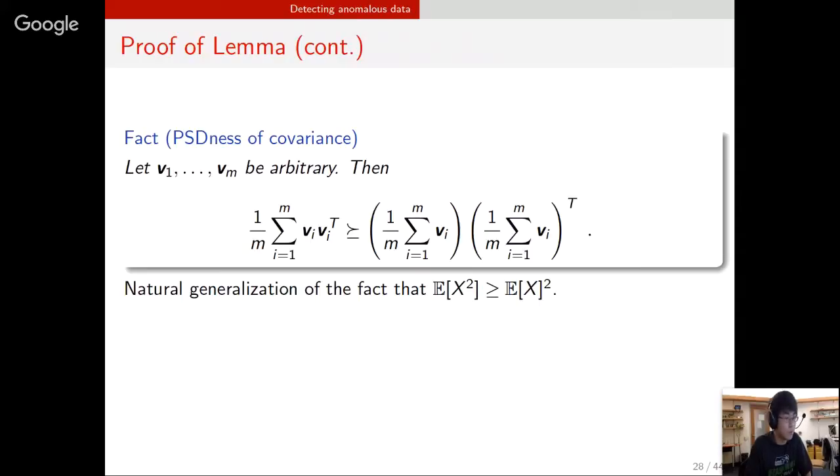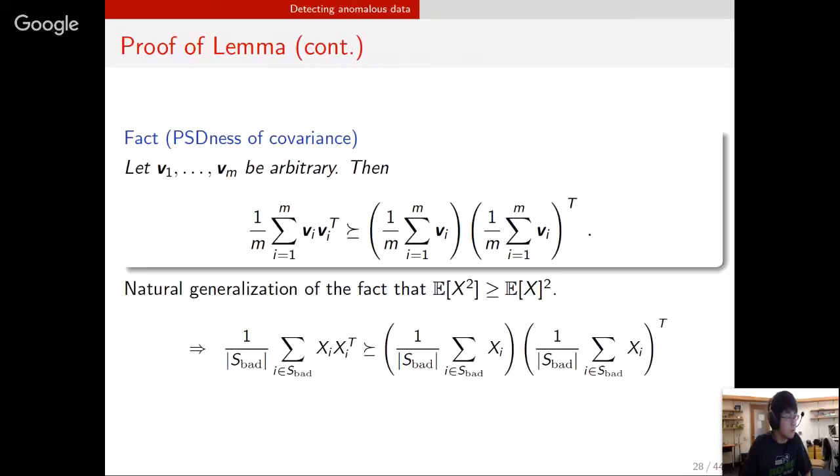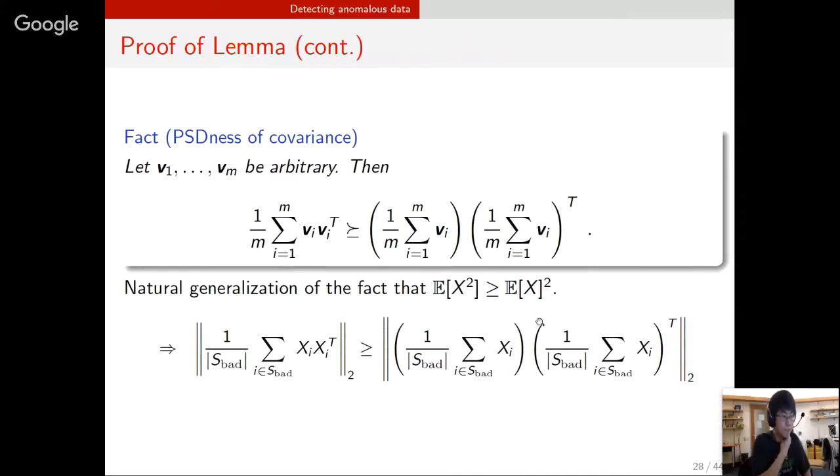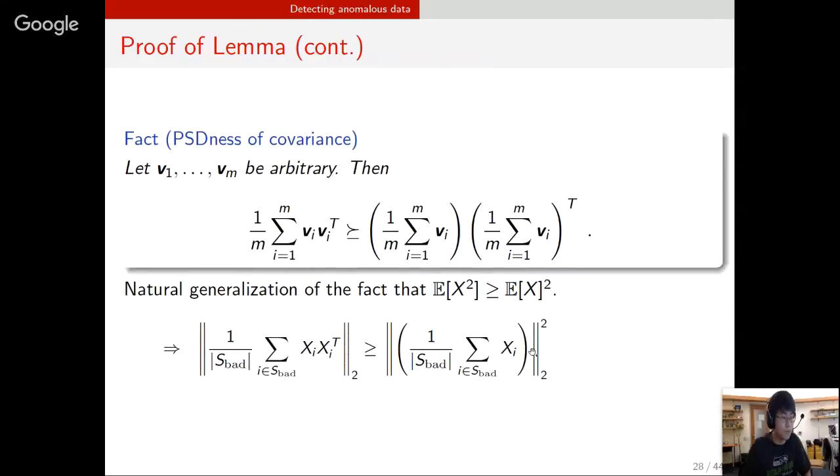All right, so if you believe this lemma, then let's just plug in the bad points. What this says is that the empirical second moment of the bad points is PSD greater than or equal to the empirical mean of the bad points outer product with itself. One thing that this implies is that the spectral norm of this is at least the spectral norm of this. And the spectral norm of this is just a rank 1 matrix, some vector outer product with itself, so its spectral norm is just the 2 norm of this vector squared. And the 2 norm of this vector is the thing that we just lower bounded. So we plug in that bound, and we get the following bound. So this proves that the empirical second moment of the bad points has large spectral norm.